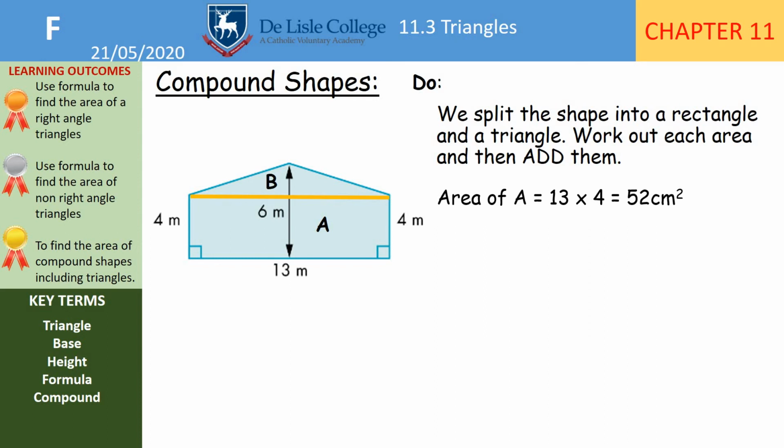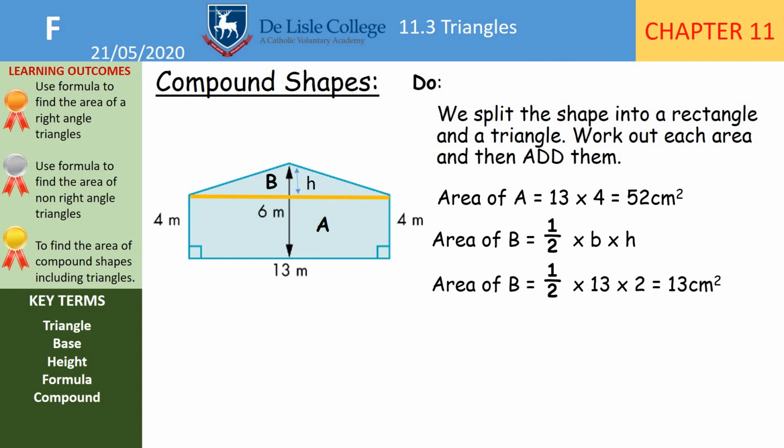Now for the triangle, we've got our base. Oh, we need this length here, that perpendicular height, that little bit there. Well, can you see you've got 6 metres in the middle and 4 metres at the sides, so that little height there is 2. Half base times height, the base is still 13 and the height is 2. So you get 13 centimetres squared for the area of B, and then we add them together to get 65 centimetres squared. If you wish to, pause the video and pop that example down carefully. Don't miss anything out, especially the formula for the area of a triangle.